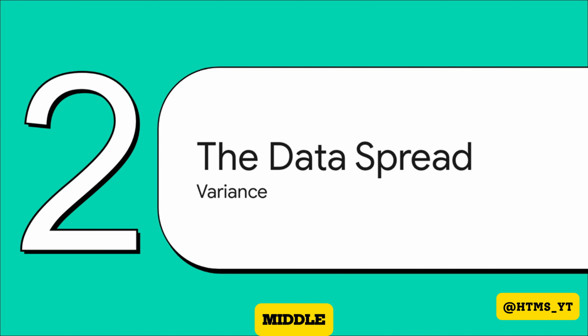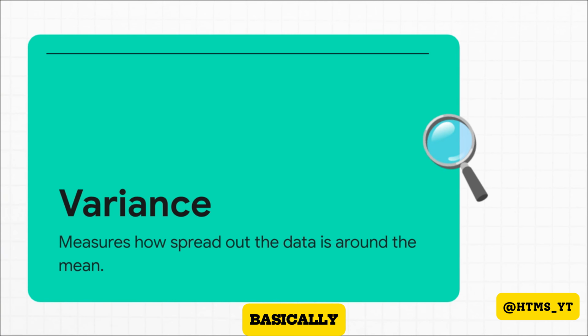But okay, knowing the middle of the road isn't the whole story, right? So let's move on to our second key idea. We also have to understand how spread out the data is, and that brings us to variance. This tells us if our data is all bunched up and predictable, or if it's all over the place. So variance is basically just a number that tells you how much the data points scatter around that mean we just talked about. Are they all clustered together, suggesting a really consistent pattern, or are they all over the map? Variance puts a number on that level of consistency, or total chaos.